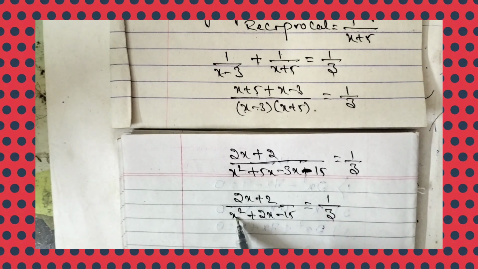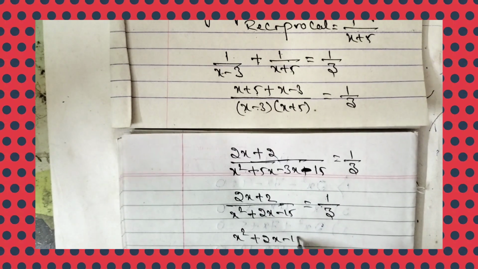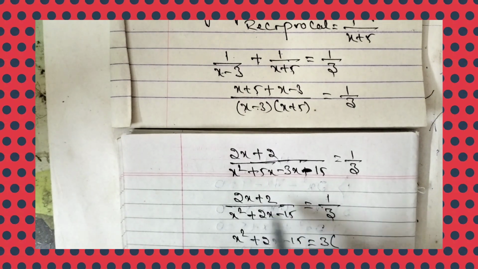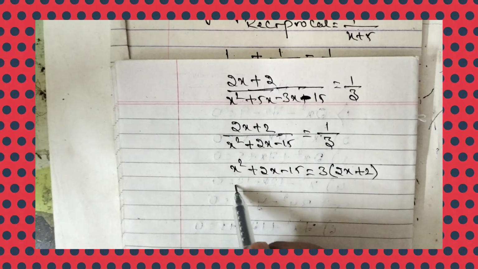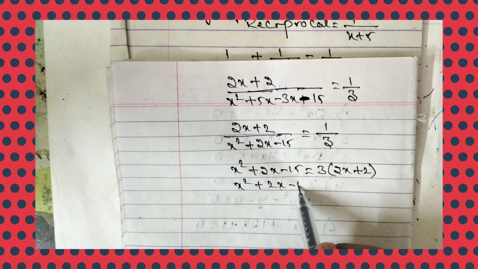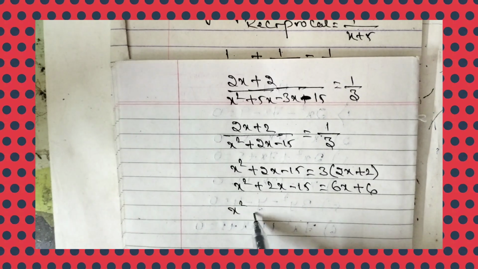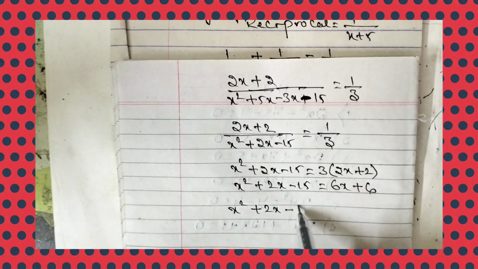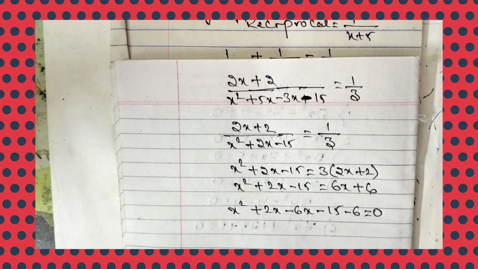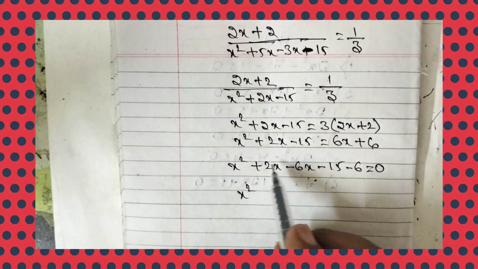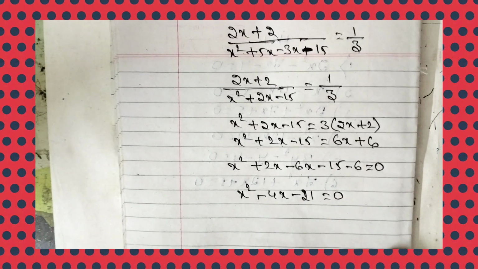So now cross multiply it. x square plus 2x minus 15 ones are x square plus 2x minus 15, is equal to 3 into 2x plus 2. x square plus 2x minus 15 is equal to 3 2s are 6x plus 3 2s are 6. x square plus 2x, you bring plus 6x, it will become minus 6x. Minus 15, bring plus 6, it will become minus 6, which is equal to 0. So x square, minus 6x plus 2x is minus 4x, minus 15 minus 6 is minus 21, which is equal to 0.